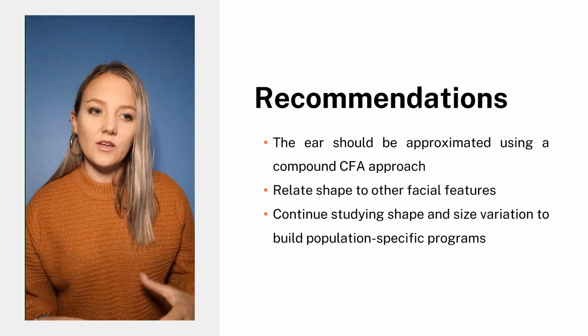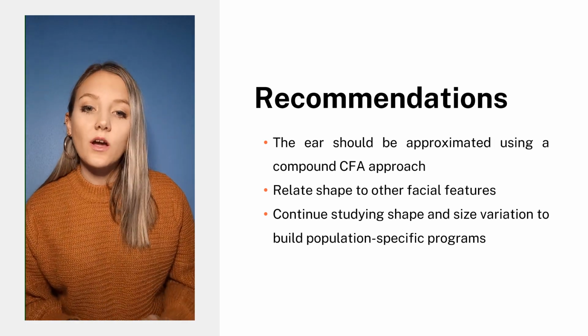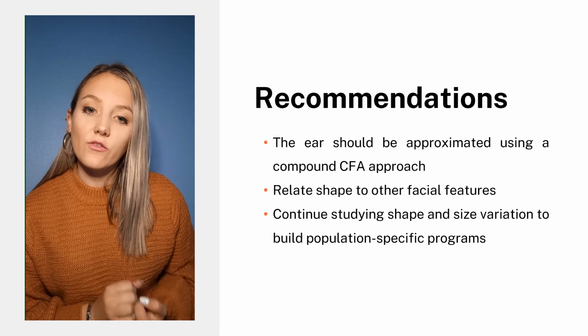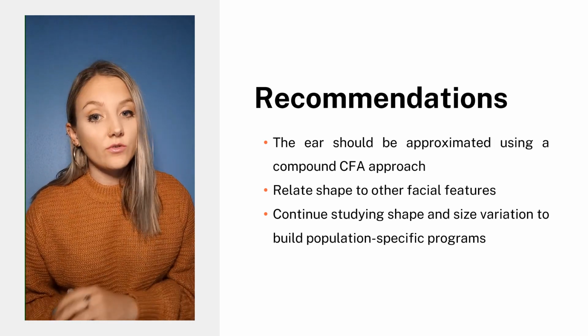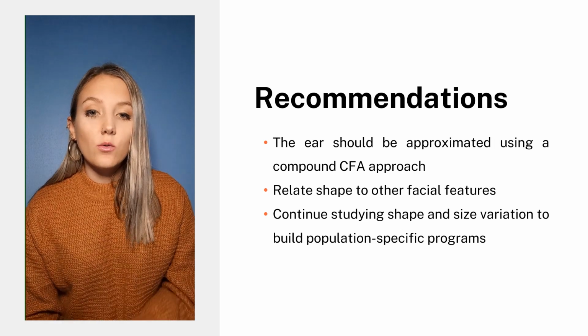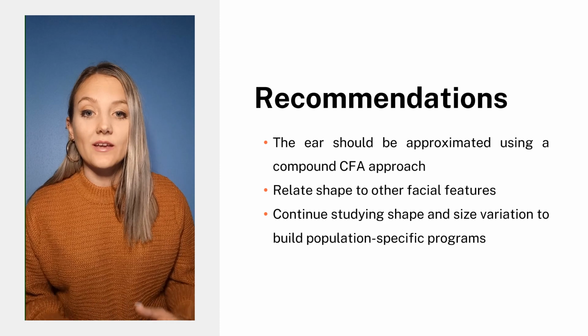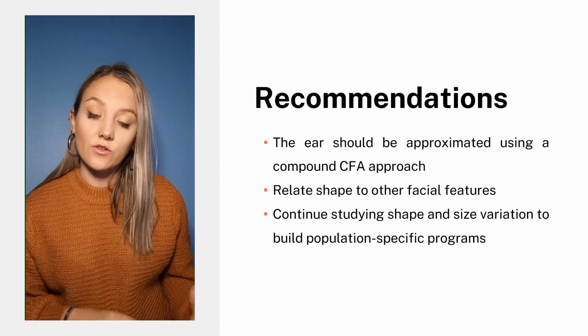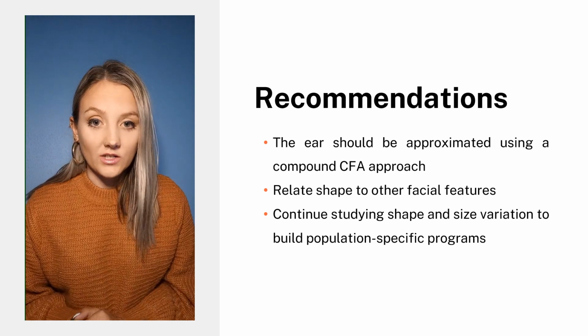Understanding how the shape of the ear correlates to the underlying hard tissues and other facial features will guide researchers towards more accurate methods for approximating the ear, especially if the temporal bone does not provide enough information. We suggest that the ear be approached in a compound approximation method, relating the shape of the ear back to other facial features such as the nose, which can be approximated more accurately.